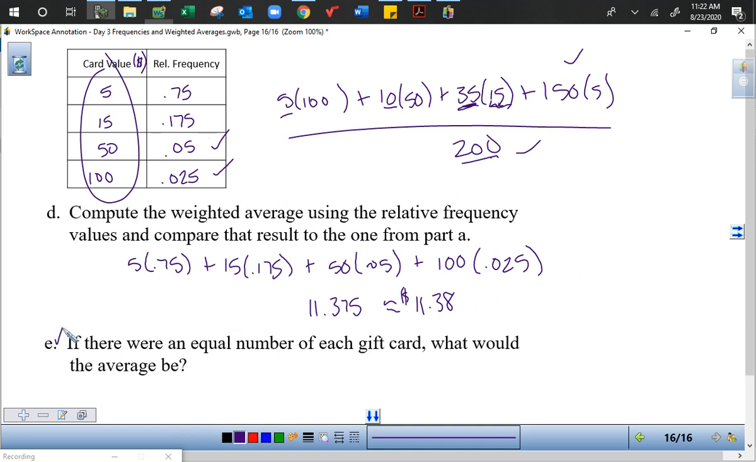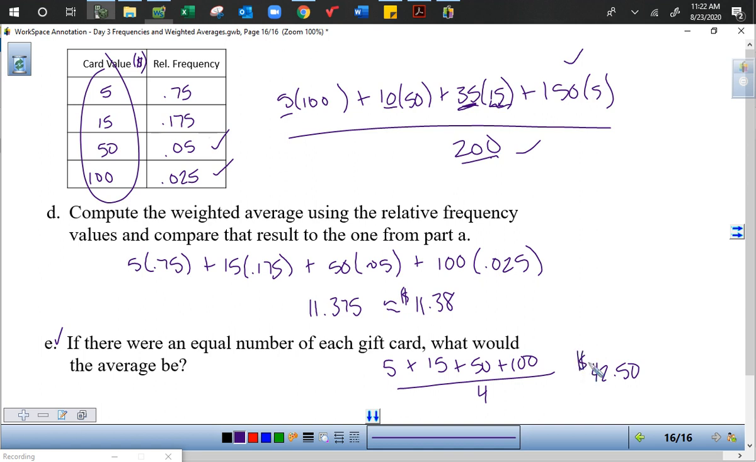But we're asking on E, well, what if they were the same? Well, if they were the same, we could do that. 5 plus 15 plus 50 plus 100, and then divide that by 4. Go ahead and type that in. That gives us $42.50 per card, or per person.